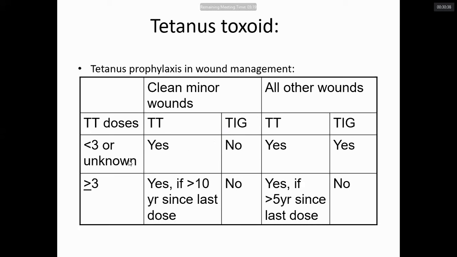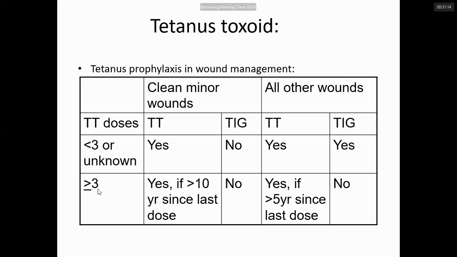If we don't know the previous vaccination status, or if less than 3 doses of the vaccine were given, then we have to give tetanus toxoid vaccine, but immunoglobulin is not recommended for clean minor wounds. But if the wound is a deep wound or dirty wound, then we have to give tetanus toxoid and immunoglobulin both. If less than 3 vaccines were given, or if the vaccination status is unknown, then we have to give both tetanus toxoid and tetanus immunoglobulin.